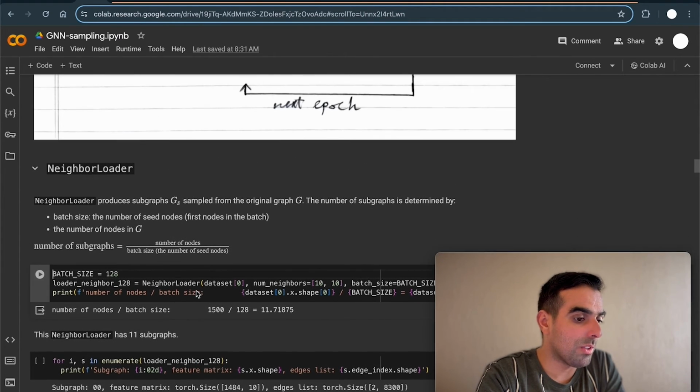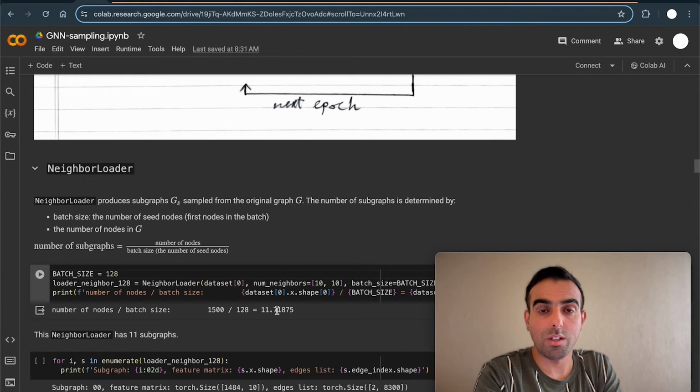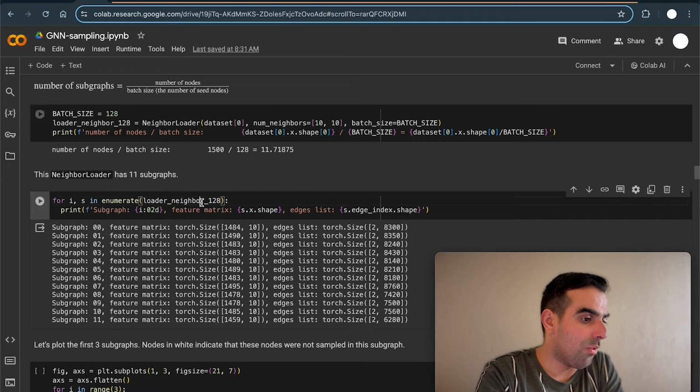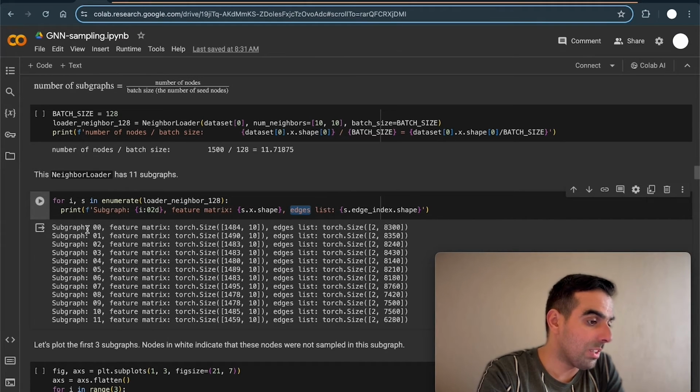So for example, here in this loader, we are setting the batch size to be 128, and the number of nodes is 1,500 divided by the batch size, which is 128. This gives us 11.7. This means the last batch doesn't have 128 seed points, but in total we are getting 12 subgraphs. So if we enumerate over this loader, and for each subgraph we print the feature matrix and the edge list, we are getting 12 subgraphs, each of which has its own feature matrix and its own edge list.